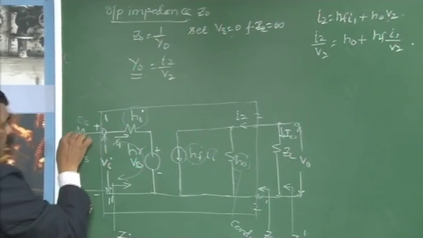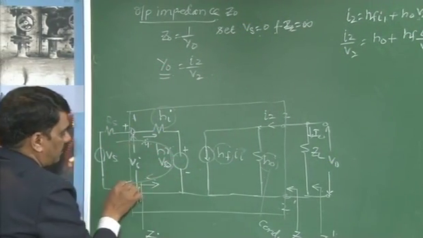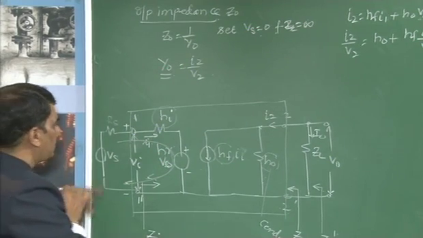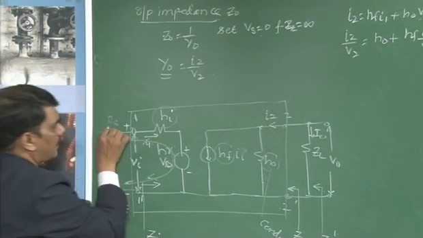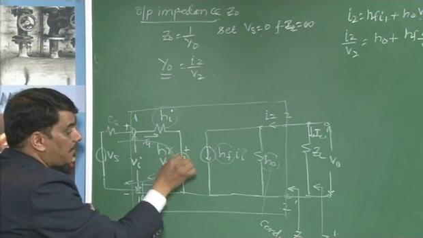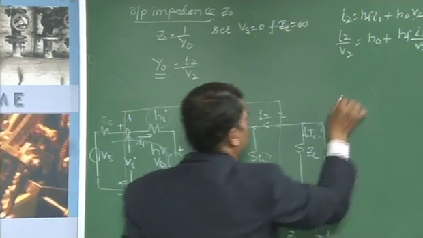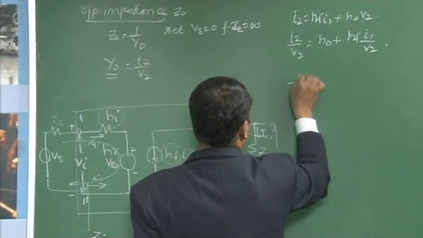When Vs is equal to 0, this acts as a short circuit. Applying KVL to this path means the current flowing through Rs is equal to the current flowing through this. This current is driven by this constant voltage source. Hence, you are going to get this is equal to minus I1.